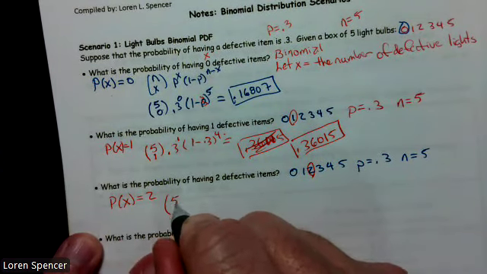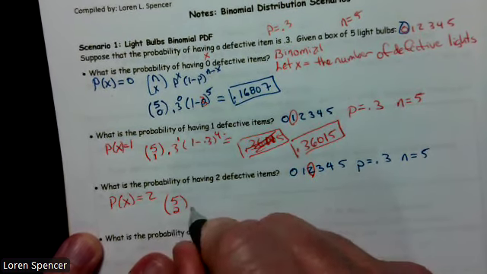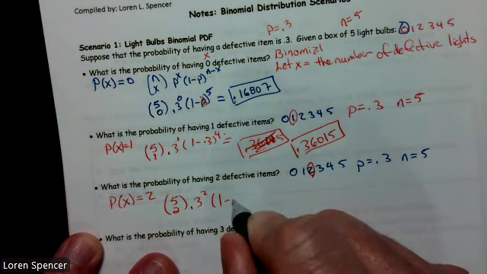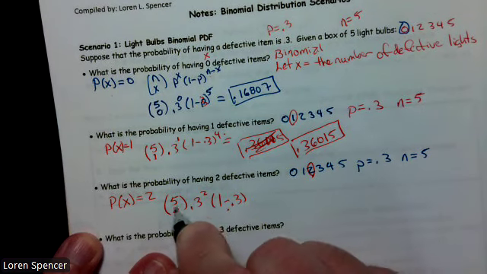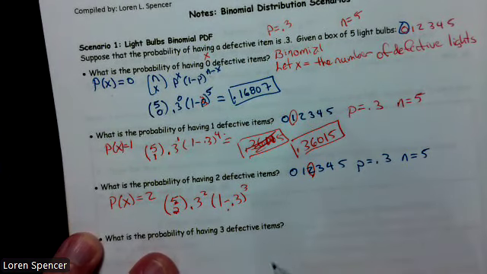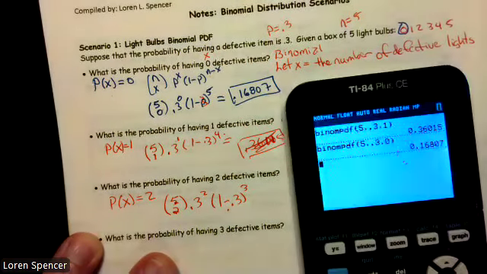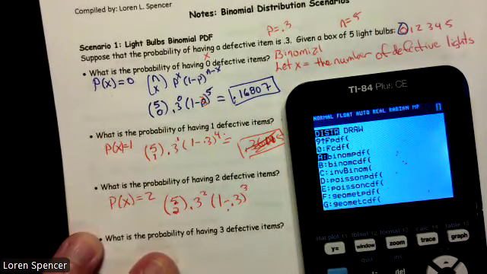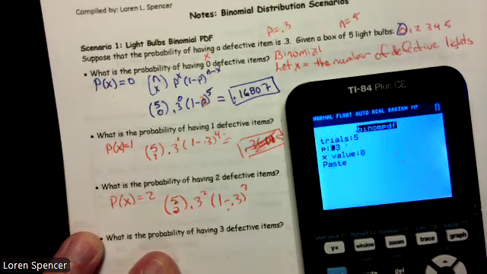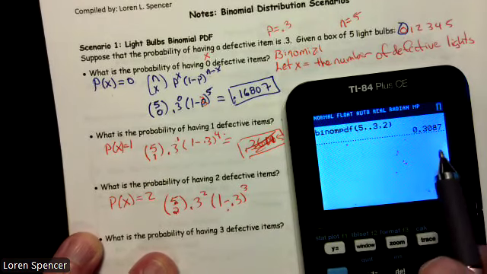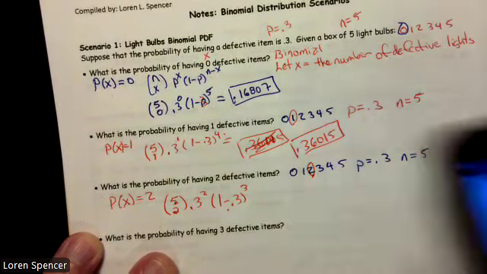So our probability statement is the probability that x equals 2. Our equation is going to be 5 choose 2, 0.3 to the second power, 1 minus 0.3, that's the probability of failure. And what's 5 minus 2? 5 minus 2 is 3, and that goes there. So when we go to run this, we go second vars, binomial PDF, trials is 5, probability is 0.3, but our x value is now 2, and we end up getting 0.3087.